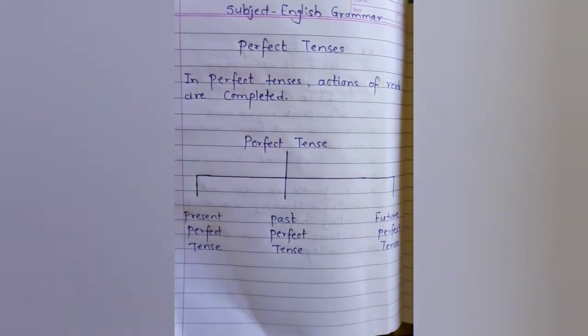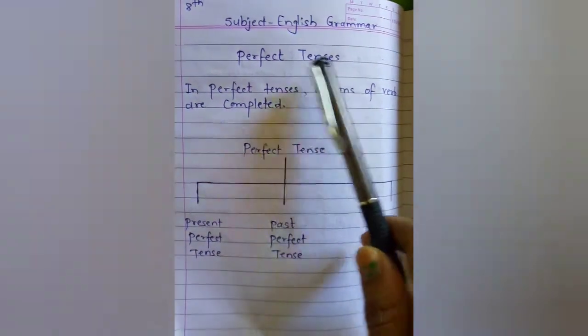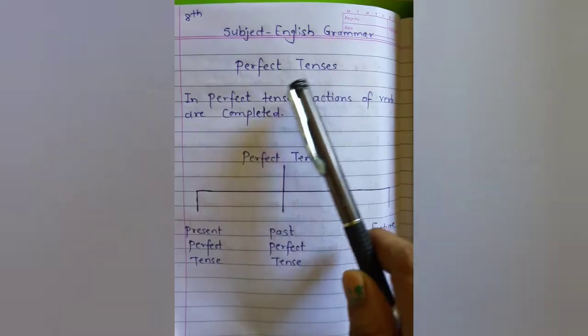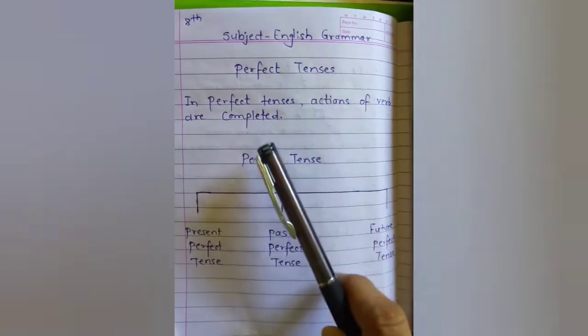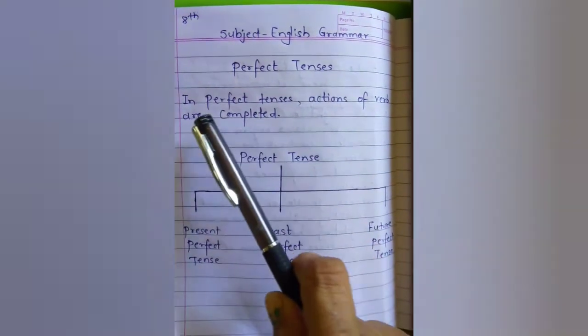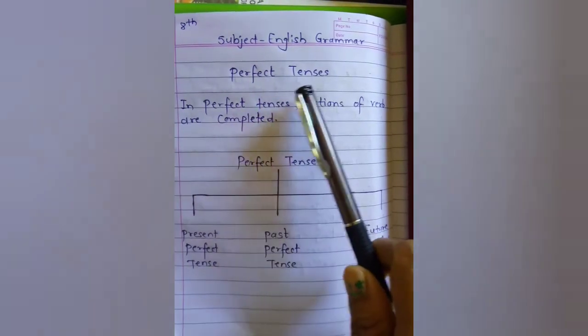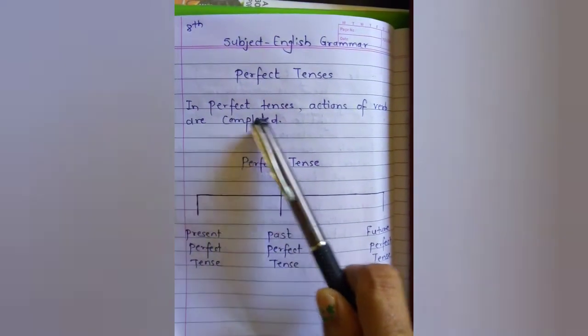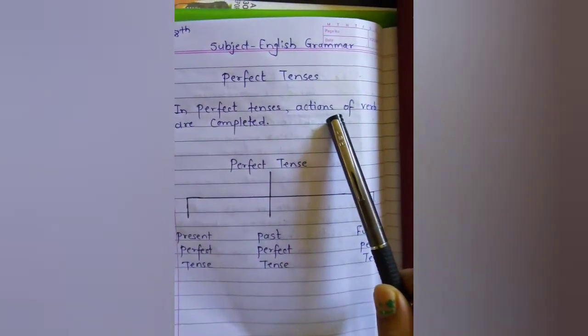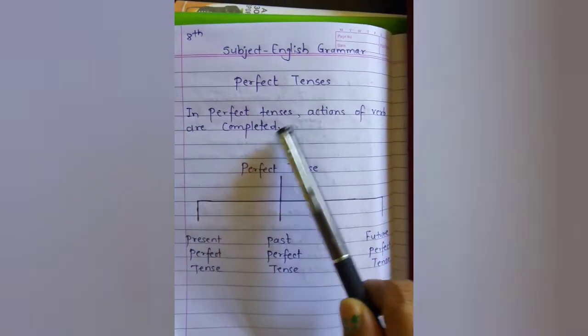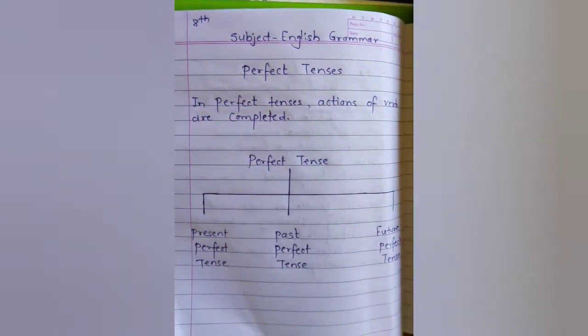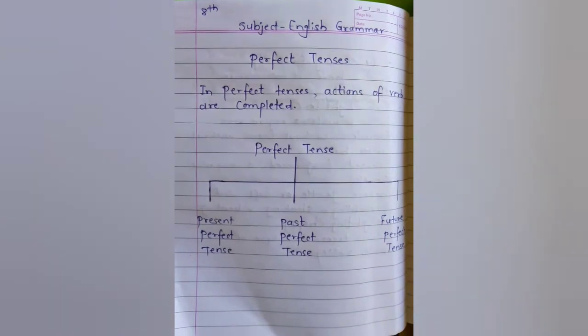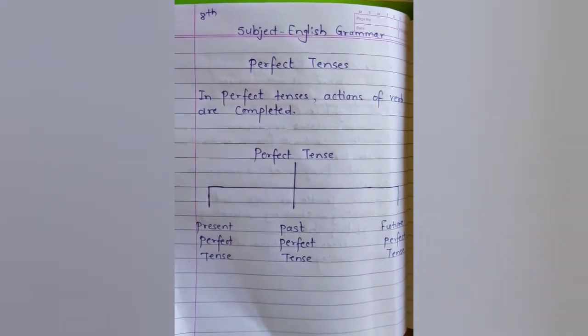Today we are going to see tenses, perfect tenses, all the perfect tenses. So first let us understand what is the meaning of perfect tenses. In perfect tenses, actions of verbs are completed. So perfect tenses means what? Where the action of the verbs are complete.